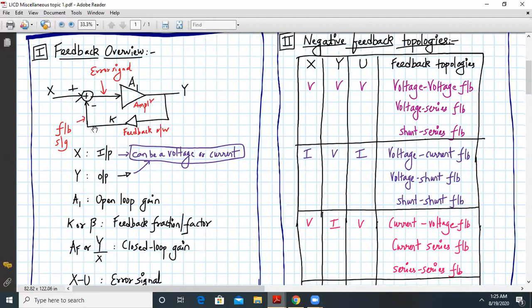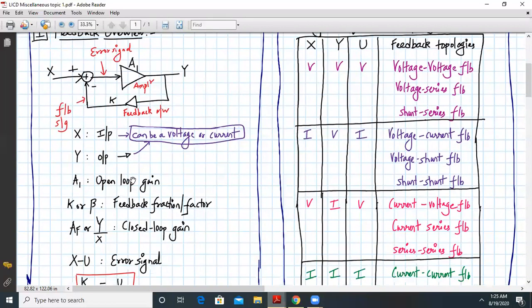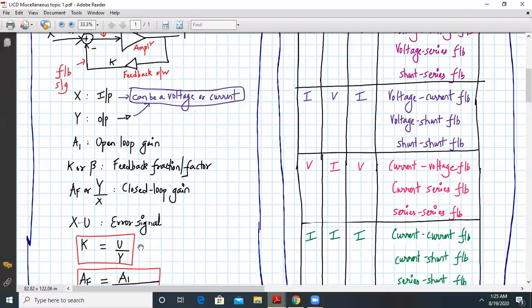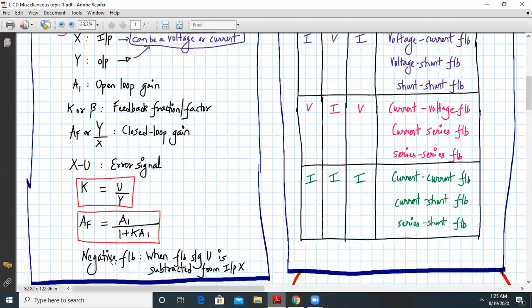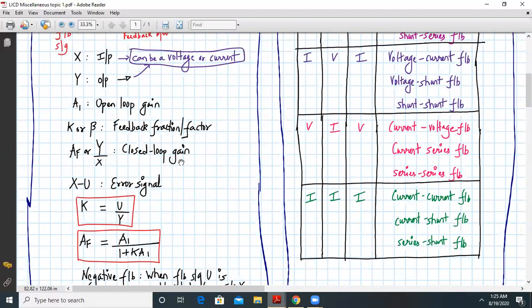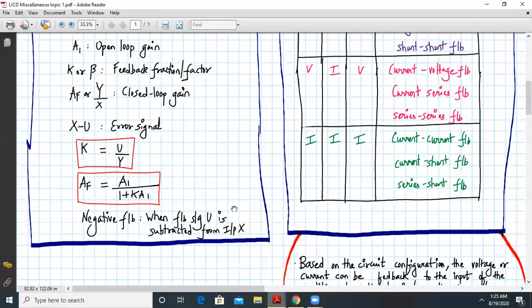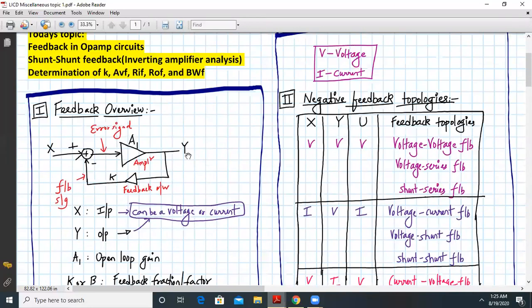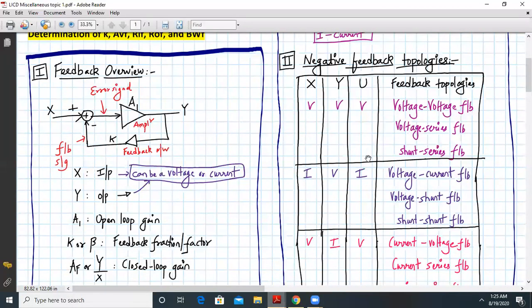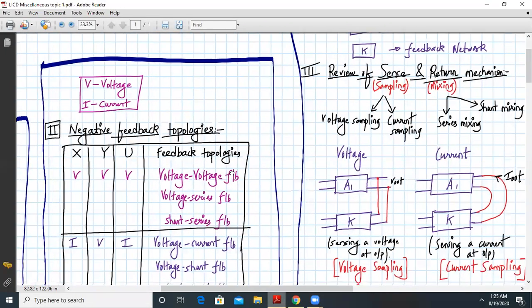This feedback signal is termed U. X minus U is the error signal, and K, that is the feedback factor, is U by Y, sorry. And you have the closed loop gain formula, that is A1 upon 1 plus K A1, that is easily derivable from here. And we have a negative feedback when the feedback signal U is subtracted from the input X. So that is when we have a negative feedback.